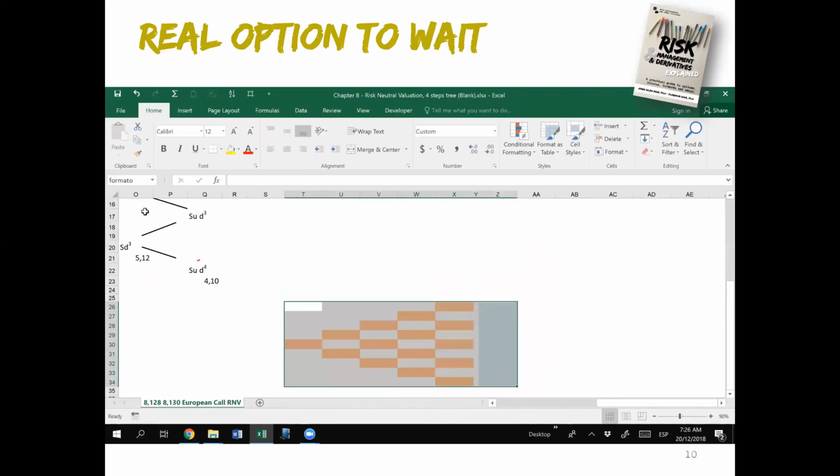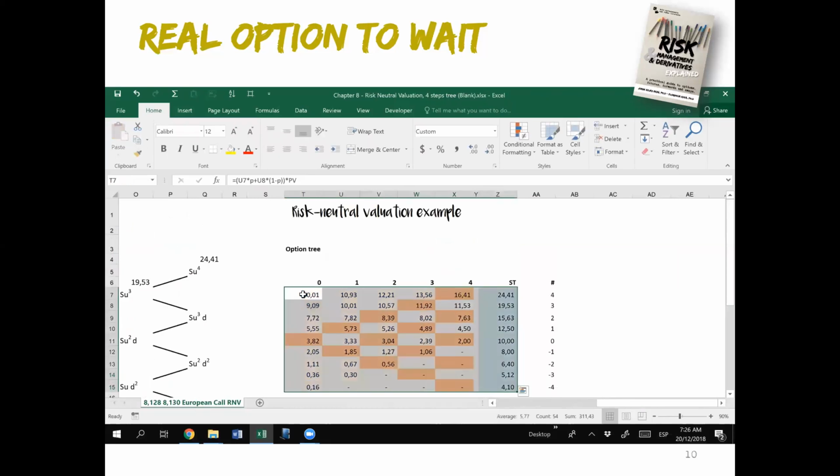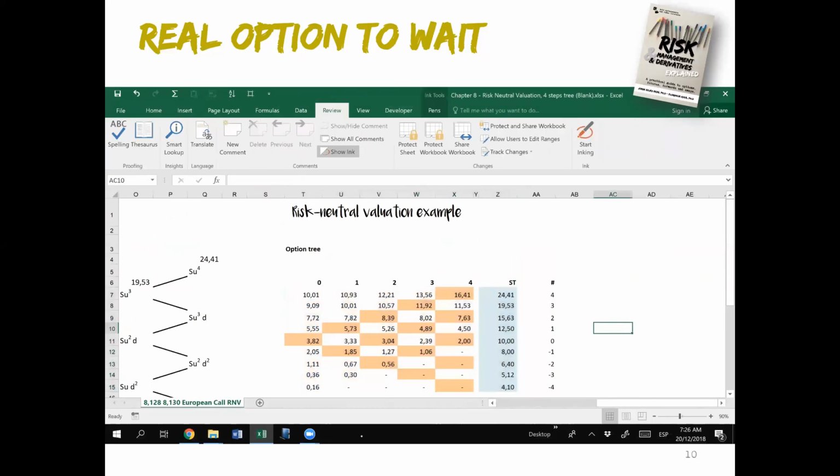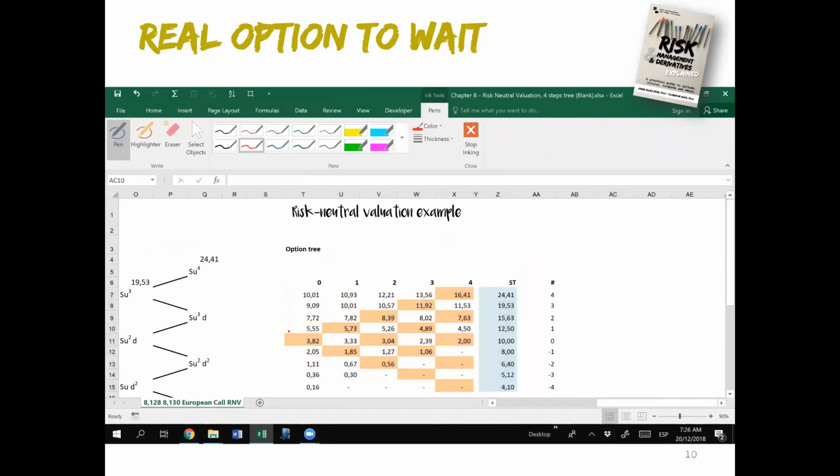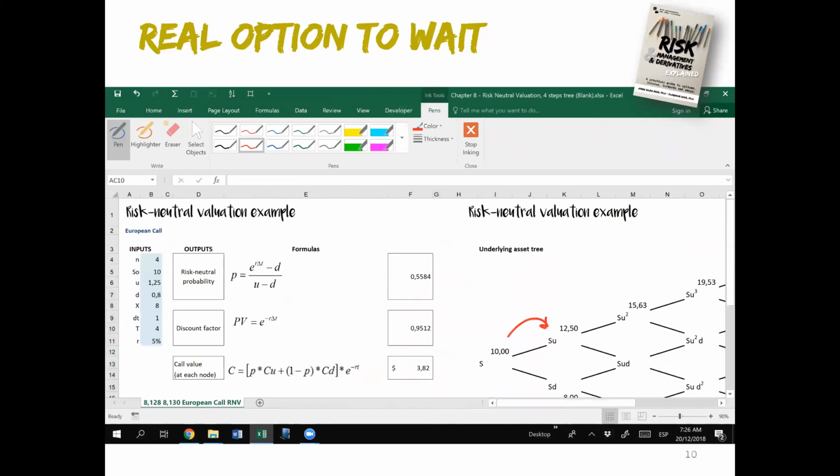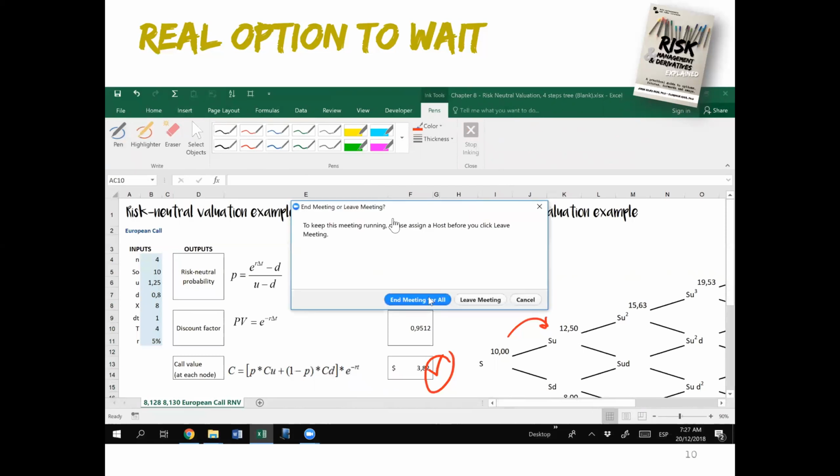Now I'm going to copy the format only to identify where the option value is. It's 3.82. That's the option value at the trunk of the tree. And we simply have used 2 formulas, one for year 4 and copy down, and another formula for all the other branches, which we have adjusted. Okay, 3.82 is the value of this call option. That's the premium that we should pay for the option.